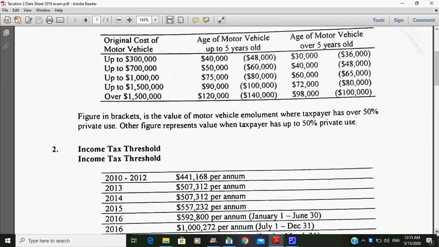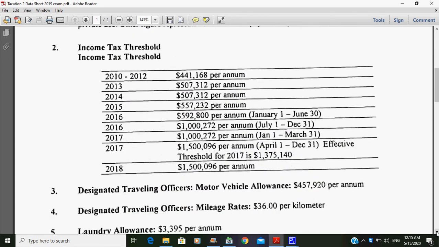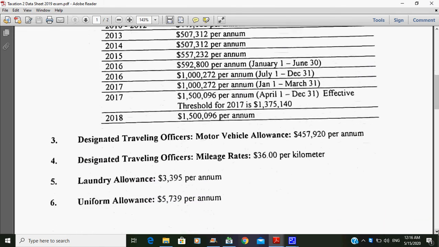Alright, income tax threshold now. Now the threshold for different years. Observe this though, that for 2017 the effective threshold is 1,375,140. You will see that somewhere else. When you see it, you know where it came from. Alright, so note these things. I can pause the video, write them down for me, no problem. Pause the video, write this down if you don't mind. Thank you very much. Now I'm going to go to the example itself.